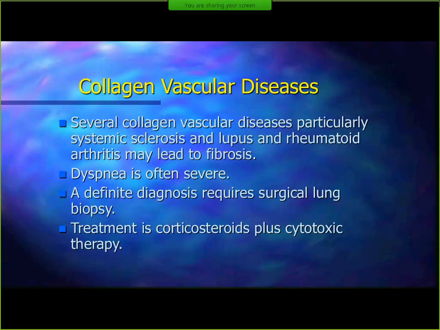And then you have the collagen vascular diseases, particularly systemic sclerosis, lupus, and rheumatoid arthritis, which could lead to fibrosis. The dyspnea is often severe, and if you're not really sure, if the history is not very suggestive, this is not something you could diagnose with a bronchoscopy. You need a lung biopsy. And the treatment is steroids or cytotoxic therapy, like you treat the underlying collagen vascular disease.